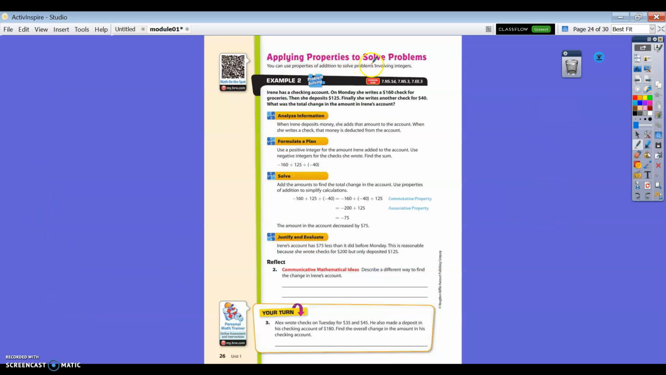Applying properties to solve problems. Irene has a checking account. She writes a check. So writing a check is negative. Write a check. Deposits. Deposits is positive. Okay? And then she writes another check for 40.